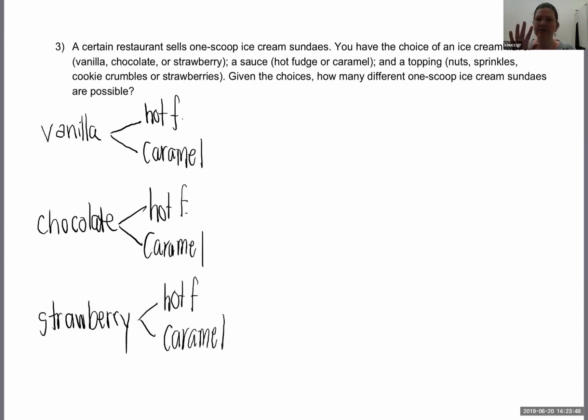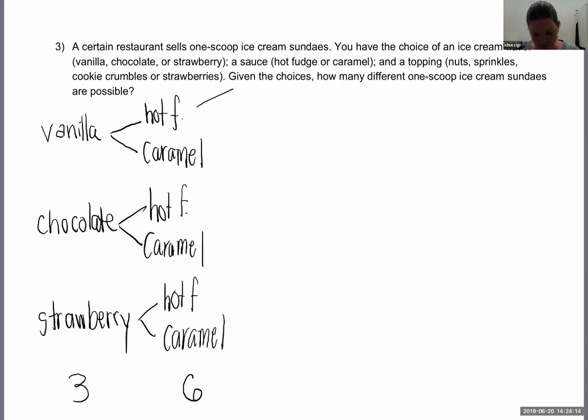Now, I haven't finished this problem yet because I still have to deal with the toppings, but I want you to look at what's happened. What originally started as 3 choices of sundaes is now up to how many choices? 6. Exactly. When I took that 3 and considered the 2 sauce choices, I ended up with 6. And now let's look from there.